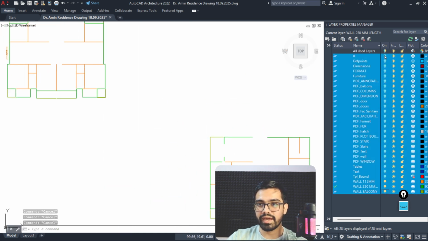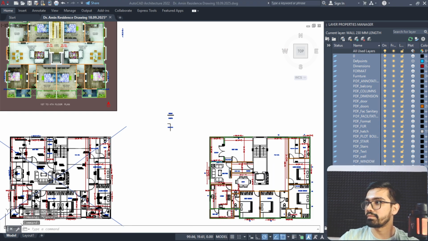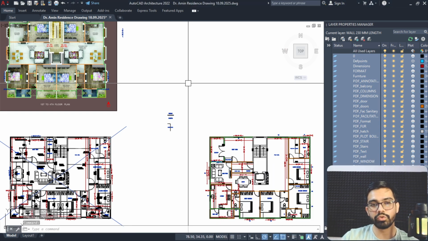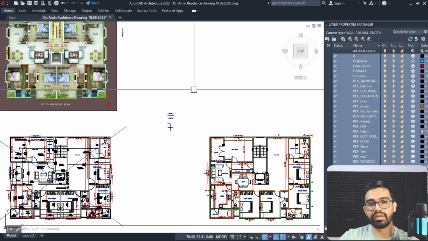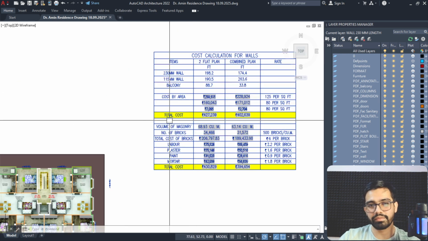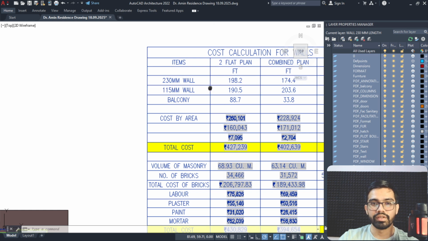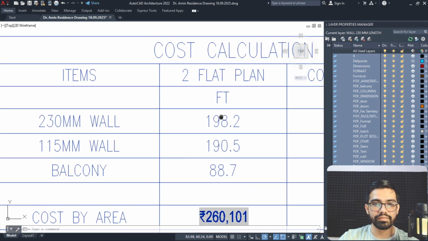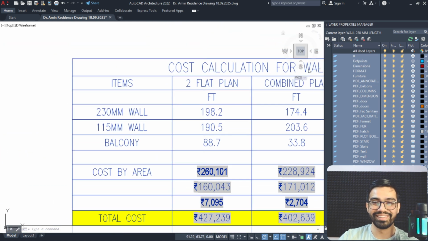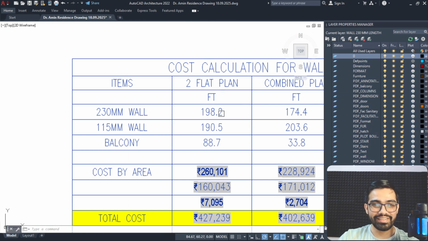Once I put that, I added a Lisp to my AutoCAD, which helped me in basically calculating all the lines length and giving me the final outcome. And I put that in the table over here. Tables are horrible in AutoCAD, but it worked out fine.